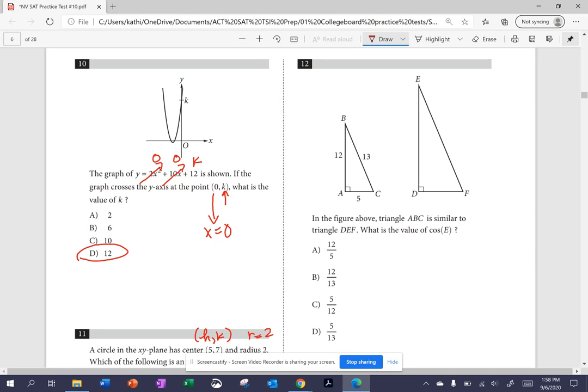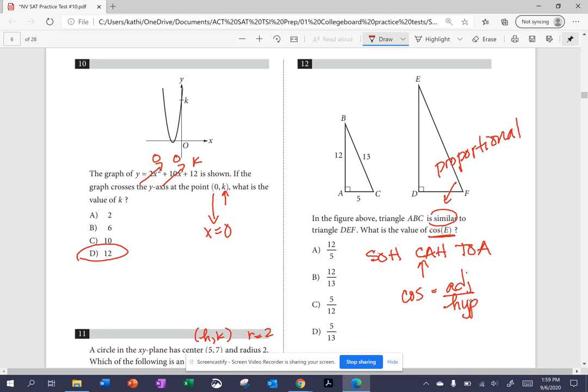In another geometry problem, in the figure above, triangle ABC is similar to triangle DEF. What is the value of the cosine of angle E? Okay, so similar means proportional. All corresponding angles are proportional. Here's a trig term. For trig, we use the acronym SOHCAHTOA to remember the vocabulary. So this is asking about cosine. Cosine is equal to adjacent divided by the hypotenuse.